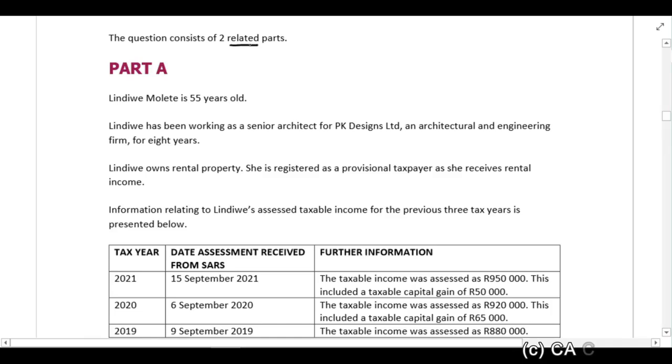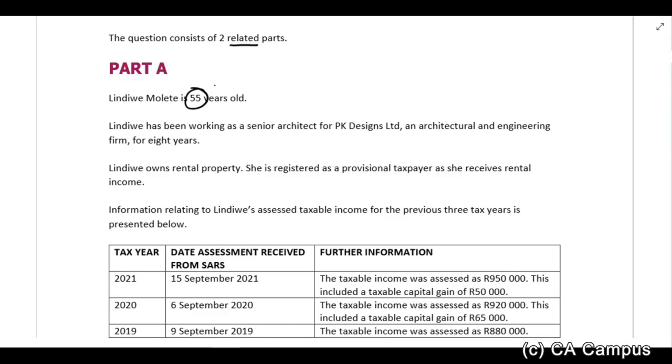Okay, in this case, part A. Lindiwe Molete is 55 years old. She's 55. That means she's younger than 65, so all of those special rebates and things that happen when a person is 65 or older are not applicable to her. At 55 years of age, things like severance benefits might be relevant to her. Well, let's see. Lindiwe has been working as a senior architect for PK Designs Limited, an architectural and engineering firm, for 8 years.